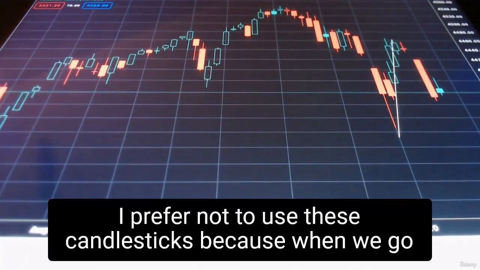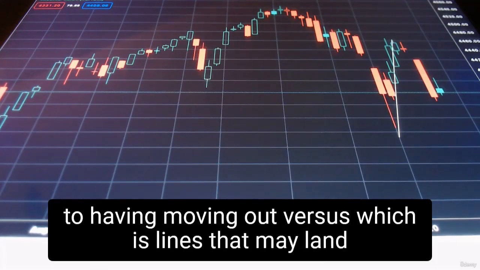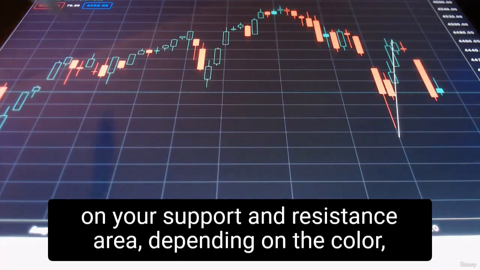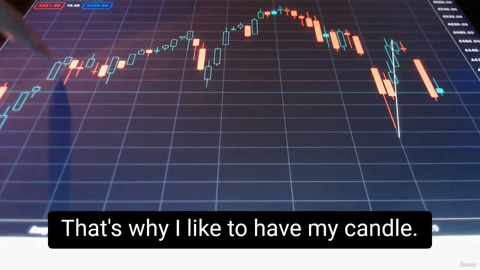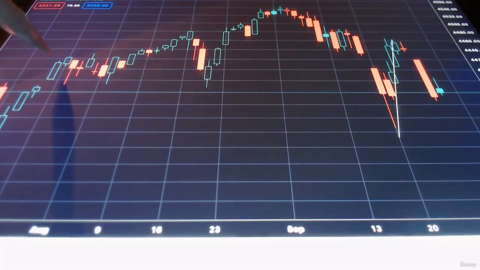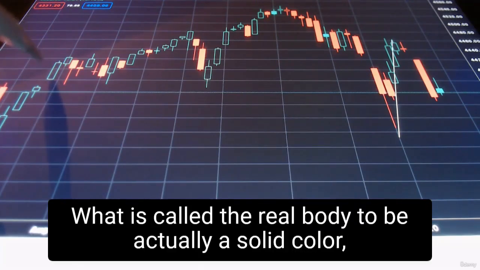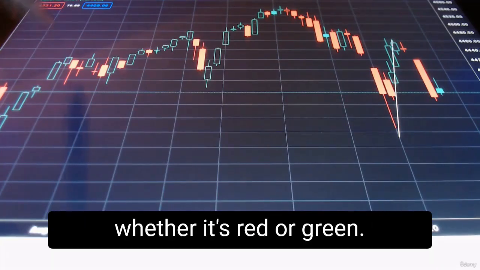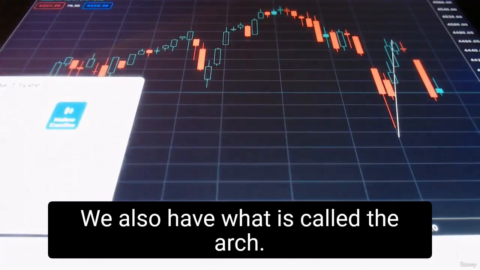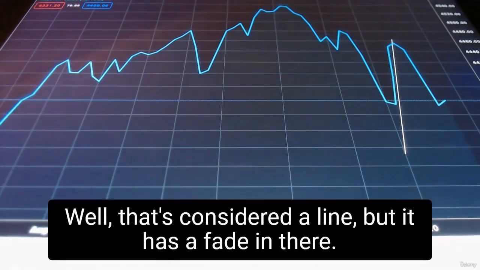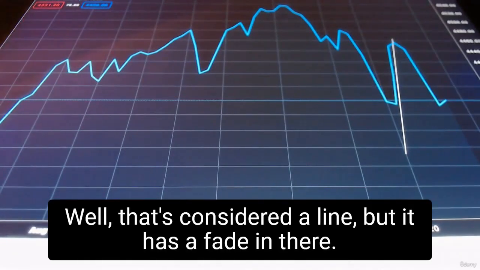Also, we have some candlesticks that are what is called hollow. I prefer not to use these candlesticks because when we add moving averages, which are lines that may land on your support and resistance area, depending on the color, they may interfere with the background. That's why I like to have the candle, the real body, be a solid color, whether it's red or green. We also have what is called the area chart, which is considered a line, but it has a fade in it.